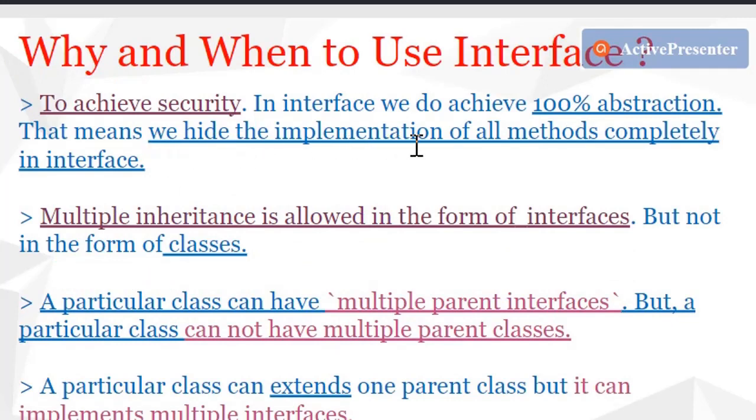That means we hide the implementation of all methods completely in interface. We hide the implementation, the logic completely here. Multiple inheritance is allowed in the form of interfaces, which is not possible with classes in Java, but through interfaces we can achieve multiple inheritance. A particular class can have multiple parent interfaces, but a class cannot have multiple parent classes. Remember that.